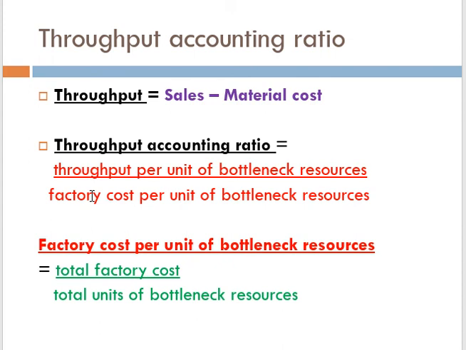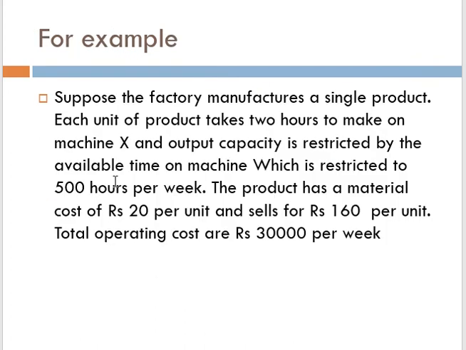So by getting into an example, we will learn how to find out the throughput accounting ratio. So for example, suppose a factory manufactures a single product. Each unit of the product takes 2 hours to make on machine X, and output capacity is restricted by the available time on the machine, which is restricted to 500 hours per week. The product has a material cost of rupees 20 per unit and sells for rupees 160 per unit. Total operating costs are rupees 30,000 per week.